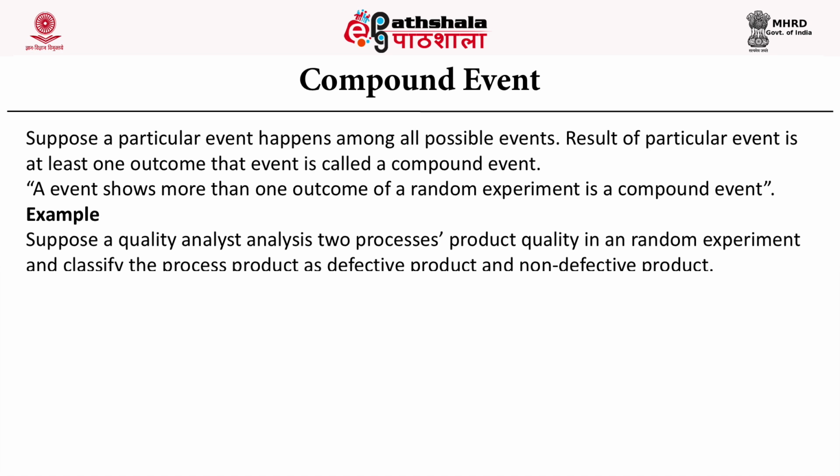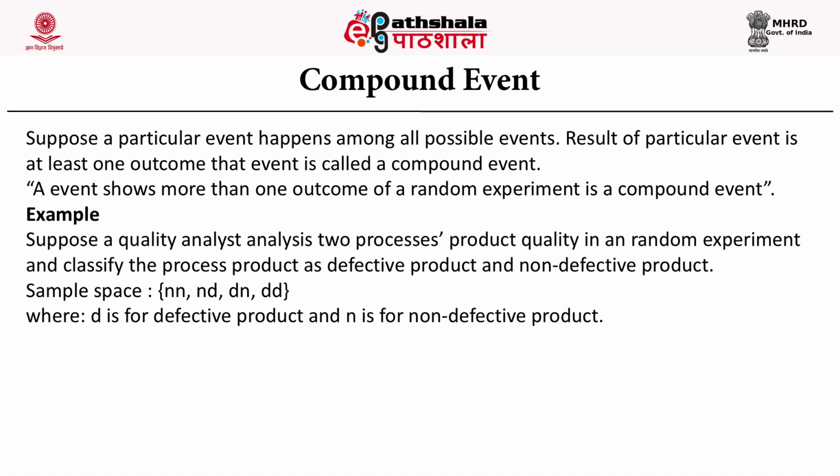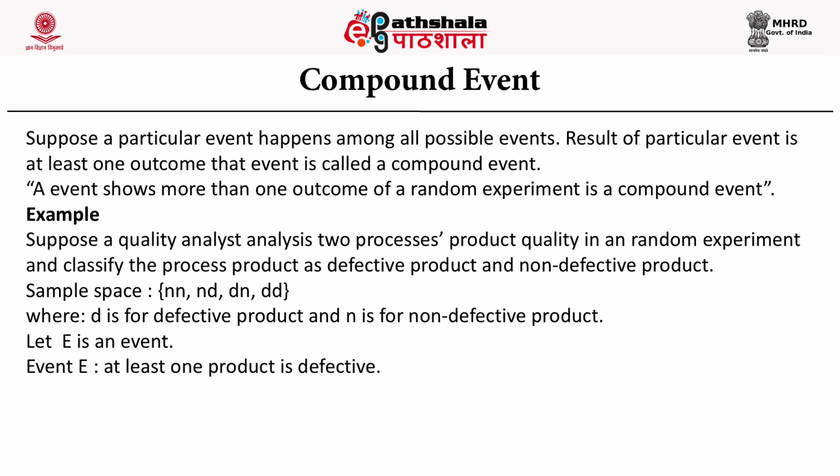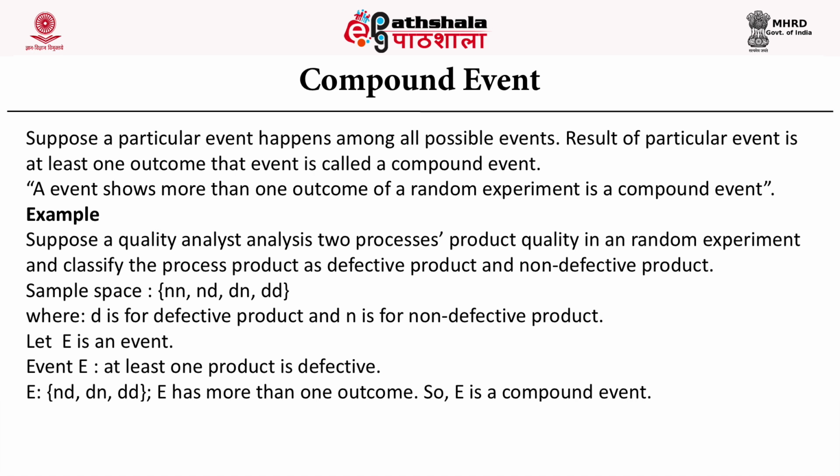For example, suppose a quality analyst analyzes two processed products in a random experiment and classifies each product as defective or non-defective. So the sample space consists of these outcomes, where D is for defective product and N is for non-defective product, and E is the event that at least one product is defective. So E consists of more than one outcome, so that's why E is called a compound event. This is the difference between a simple event and a compound event. In a simple event we have only one outcome, and in a compound event we have more than one outcome.